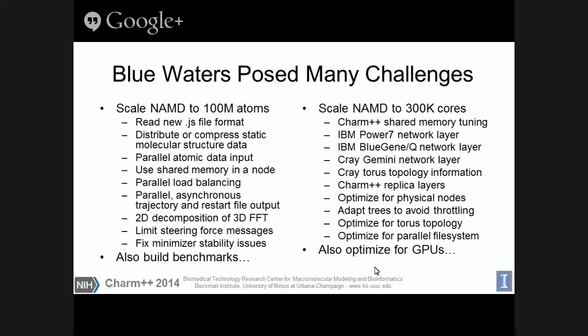Then getting up to 300,000 cores on Blue Waters: Charm++ shared memory, tuned for Power 7. They changed the machine from Power 7 to Cray, so tuned for the Cray network. Replicas to be able to do different simulations for smaller things, optimization for physical nodes in the machine, a whole lot of stuff. Plus, oh yeah, they wanted us to run on GPUs. So lots of work goes into this.